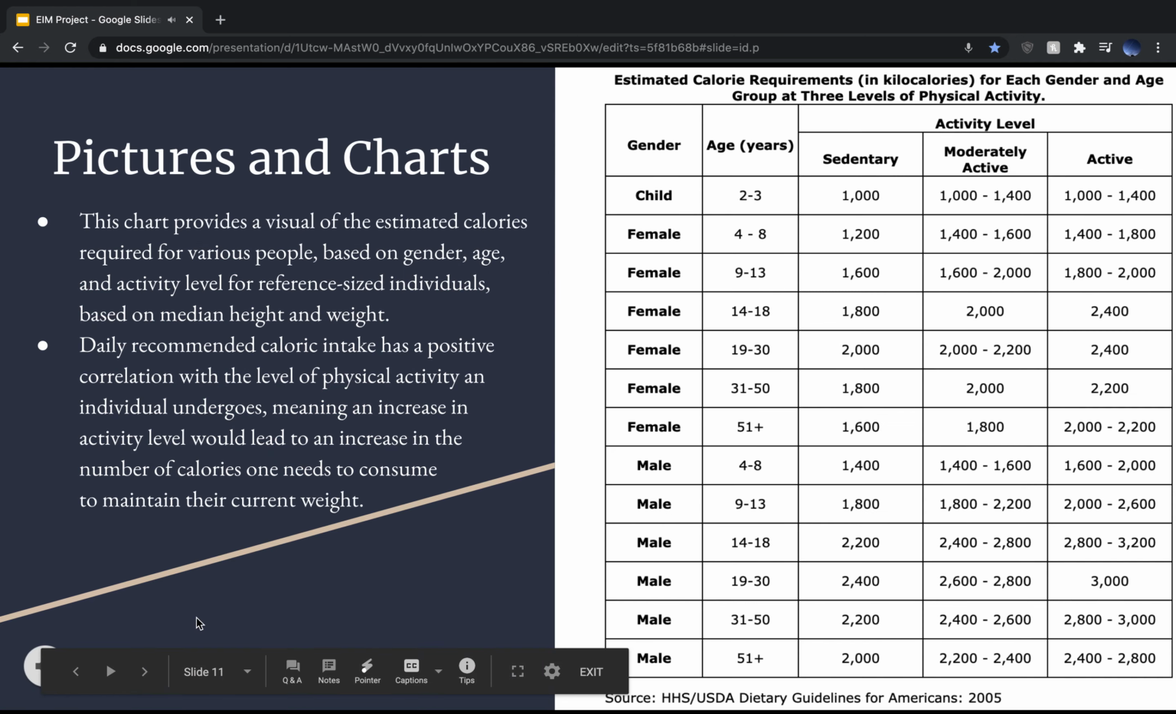Credited by the National Heart, Lung, and Blood Institute, this chart provides a visual representation of the estimated calories required for various people based on gender, age, and activity level. One unfortunate aspect of energy balance is that there isn't a daily base caloric requirement for each individual, but instead it varies person to person, depending on how much someone weighs, how tall they are, how physically active they are, and etc. Figuring out exactly what amount of calories you should eat every day to lose, gain, or maintain weight is likely the easiest step in the process.